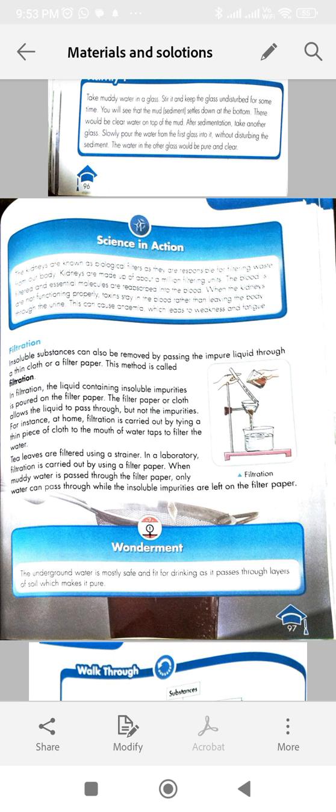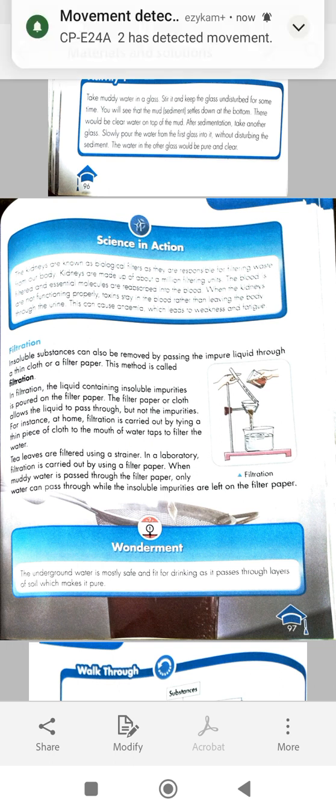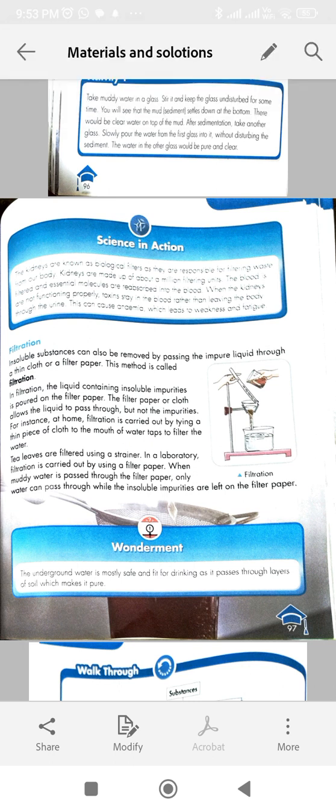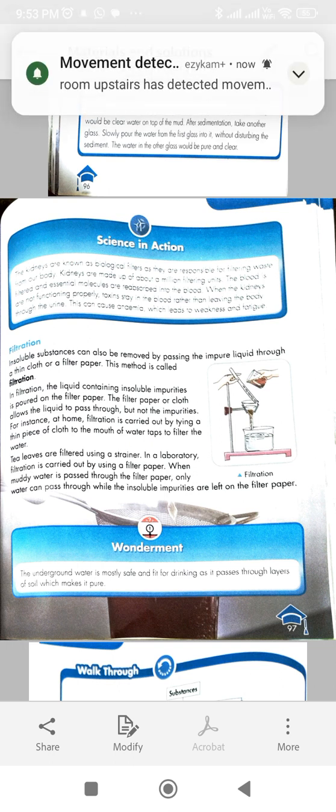For instance, at home, filtration is carried out by tying a thin piece of cloth to the mouth of water taps to filter the water. Tea leaves are filtered using a strainer. In a laboratory, filtration is carried out by using a filter.